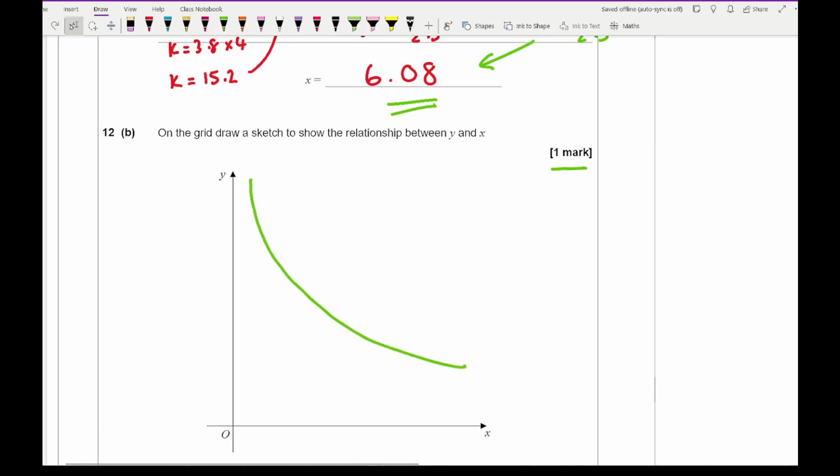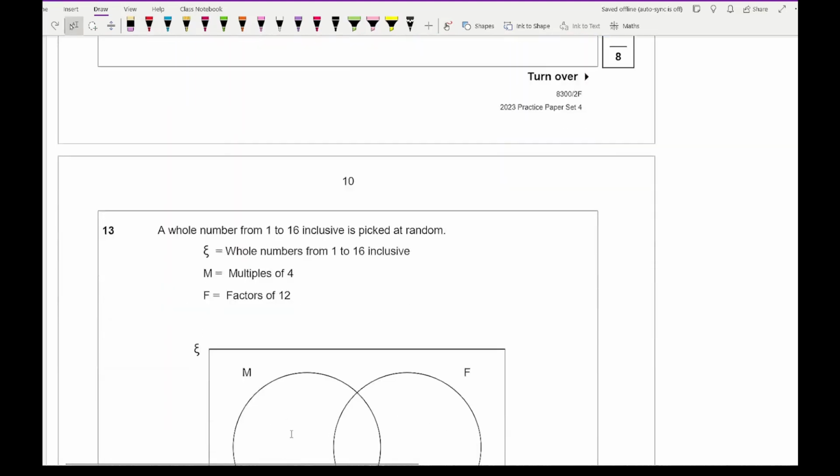I would strongly recommend you don't label any of the numbers or the scales or anything like that. They're just looking for a general shape. So something along the lines that's asymptotic to the axes, that looks generally a curve like so, should be absolutely fine to get the 1 mark.